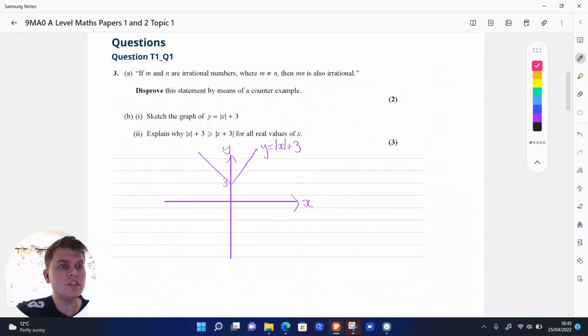So what we can do is sketch the graph of y equals the modulus of all of x plus 3. We know it's going to go through and have an x root of minus 3. And it's going to look a little bit like that. Okay, and again, label it.